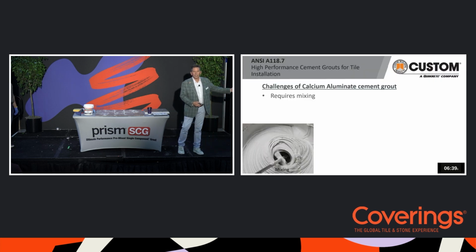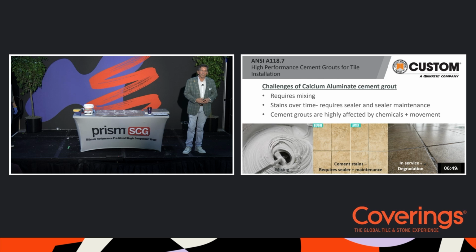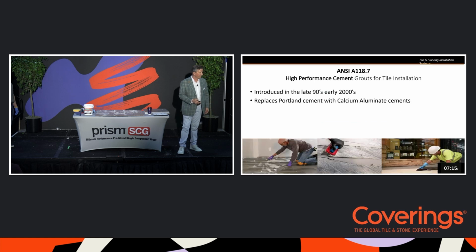But however, they still have challenges. Requires mixing, can stain over time. I mean, it's 5%, so it can still stain and would probably be good to seal it. Now, something else about cement grouts, in commercial applications, when we're exposing them to janitorial practices, like scrubber machines, auto scrubbers, the robotic kind that we now see running around all over the place, with the chemicals that are used there in the saturation, it slowly degrades them over time. So that's kind of a challenge or a drawback from the use of even a high performance cement grout.